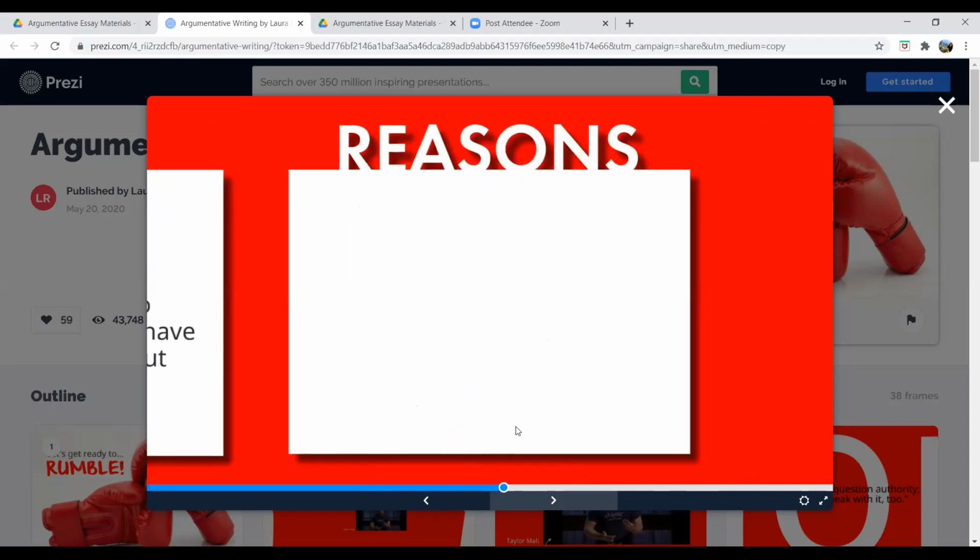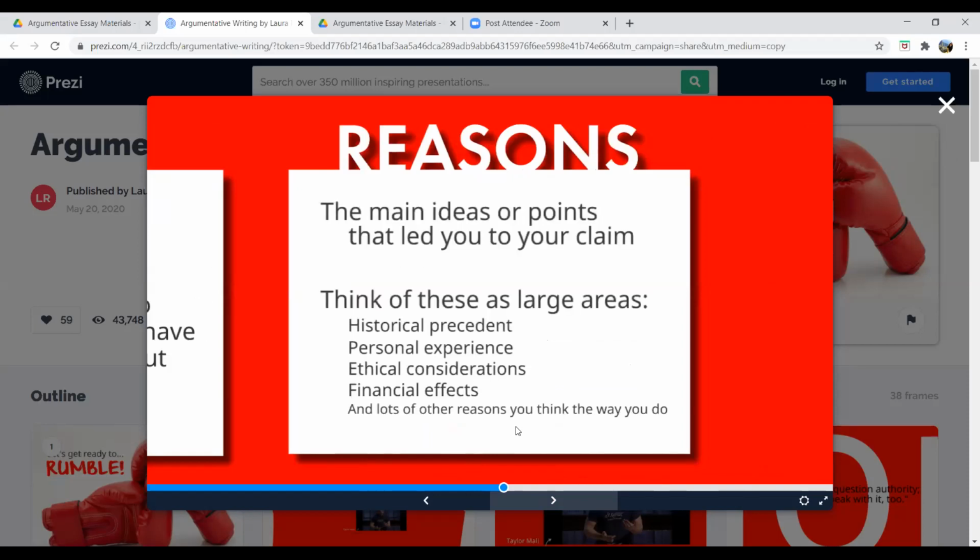Okay, reasons. That's the main ideas or points that led to your claim. Think of these as large areas. You want examples that are coming from large areas simply because, my friends, it's going to be easier for you to find examples if they're more general. When we go too specific, then sometimes we can't find those examples and quotes, and it's just not helpful. So we want to make sure we're thinking large.